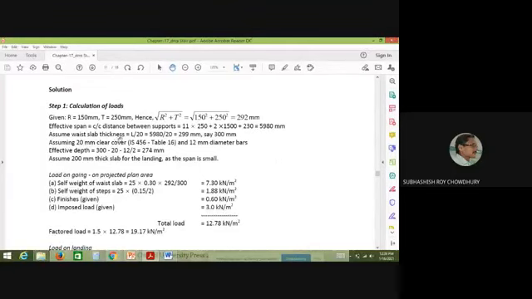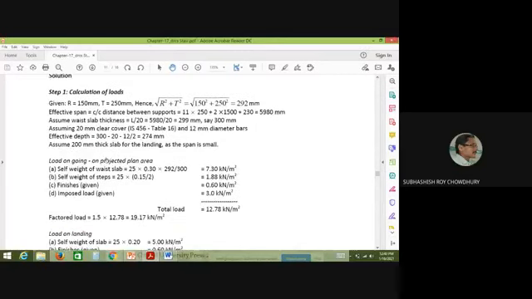Now the waist slab thickness should be assumed at the beginning. Generally it is assumed as L by 20. So whatever the effective L we have calculated, divided by 20, gives 299, approximately 300 millimeter, which they have considered. Okay, now with 20 millimeter clear cover and 12 millimeter diameter bars, the effective depth will be 300 minus 20. What is effective depth?